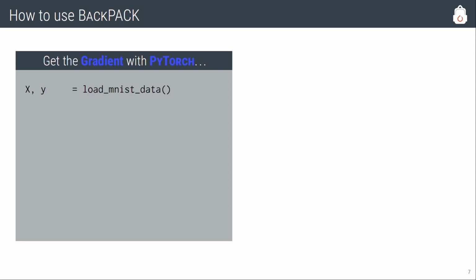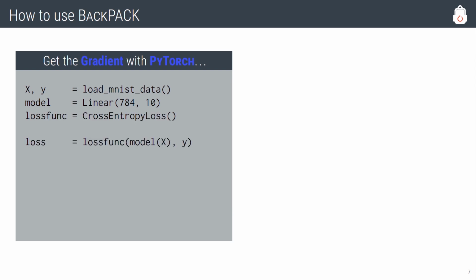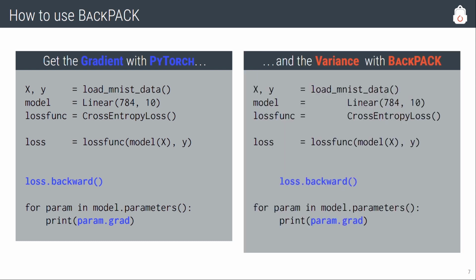Say, you are loading your typical MNIST data, creating your model, and defining your loss function in PyTorch. You can compute the loss using a forward pass and call backward on it to invoke the automatic differentiation engine that will work out the gradient for each parameter of the model and make it accessible in the grad attribute. Let's assume you would like to compute the variance of the gradients in the mini-batch to tune the learning rate.